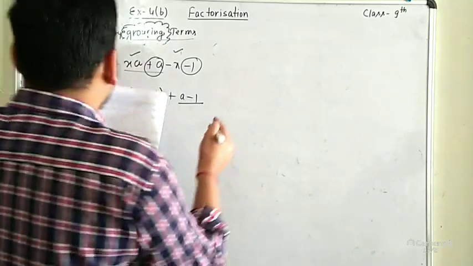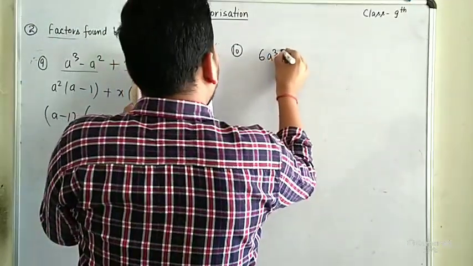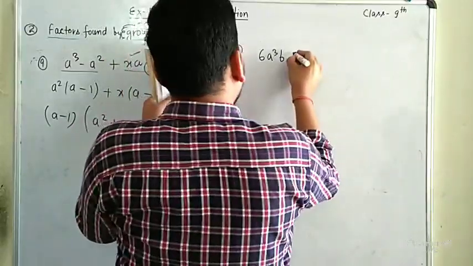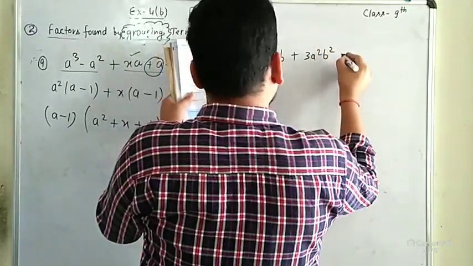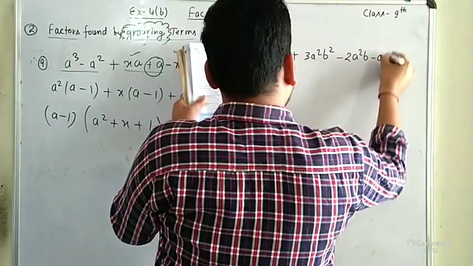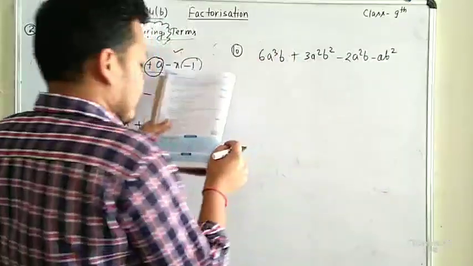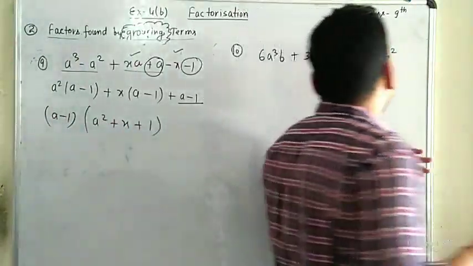Next, question number 10: 6a cube b plus 3a square b square minus 2a square b minus ab square. Okay sir, now here which thing can we take common out? Identify it.